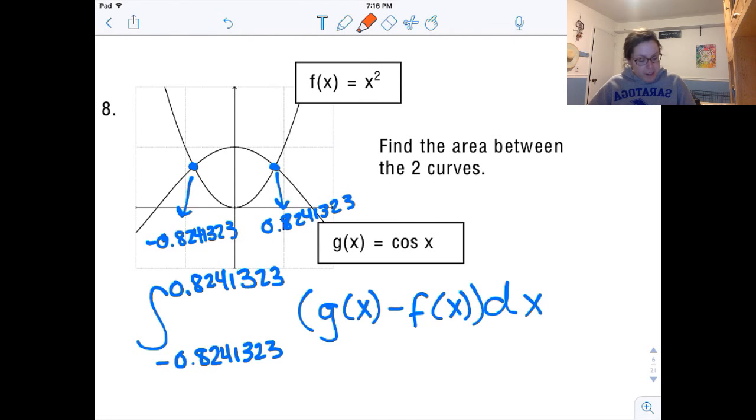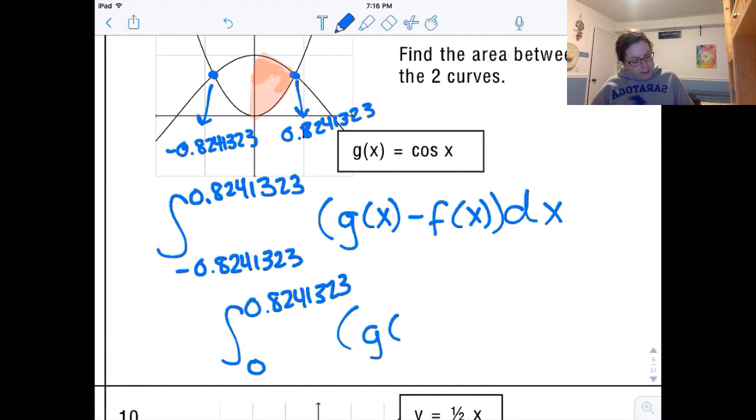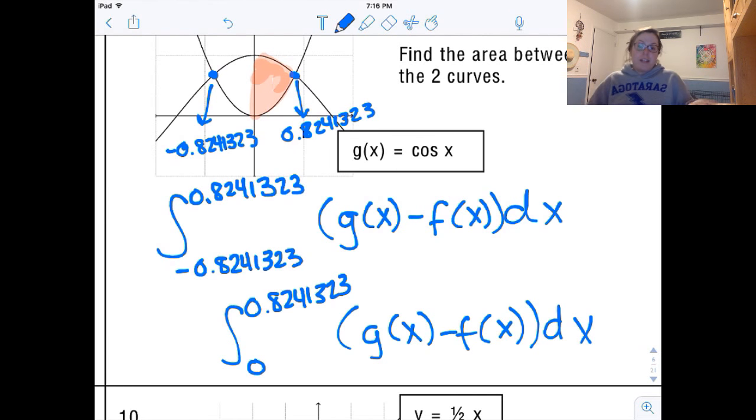Now something you can think about here is that we said this was symmetric, right? So not only could I represent it that way, but let me make this a little smaller. I could also say, well, whatever this area is, the whole region would be that area doubled, right? So occasionally on a multiple choice, you'll see the integral from 0 to 0.824133 of g of x minus f of x dx. And instead of just saying, okay, well, that's 0 to that, we could take it and double it. So either of these would be fair answers because it's symmetric around the y-axis.